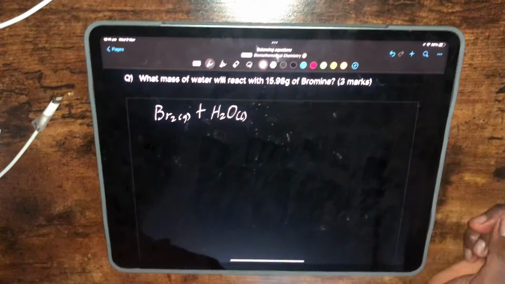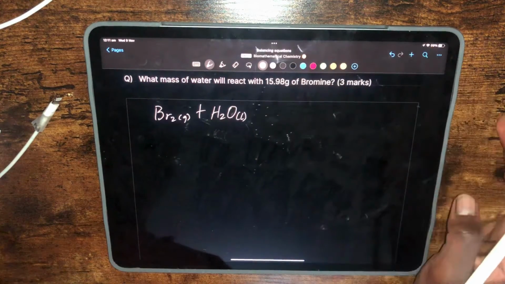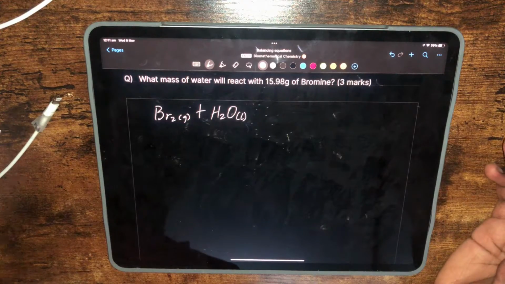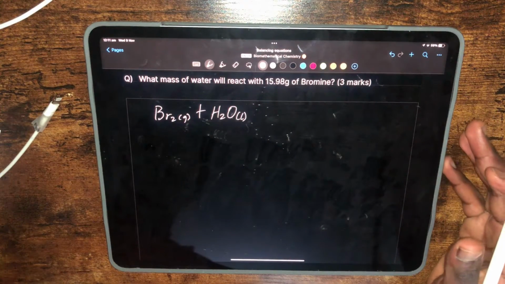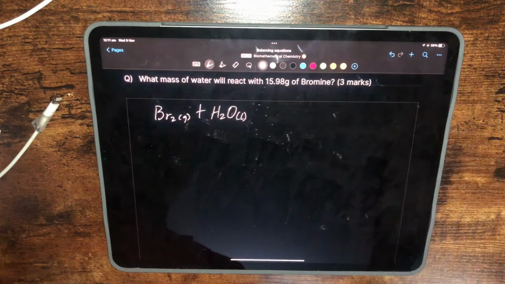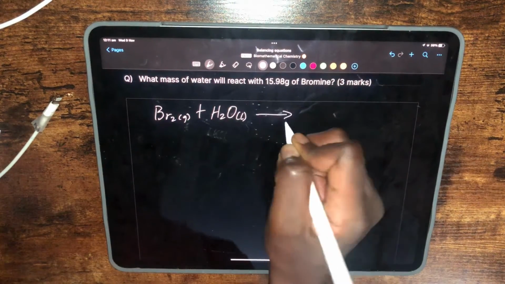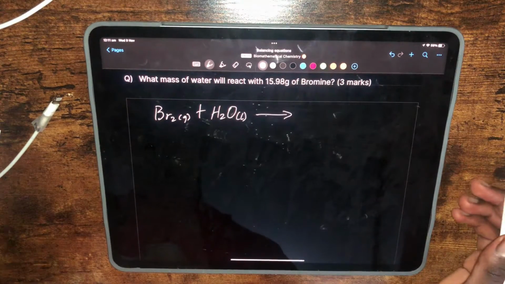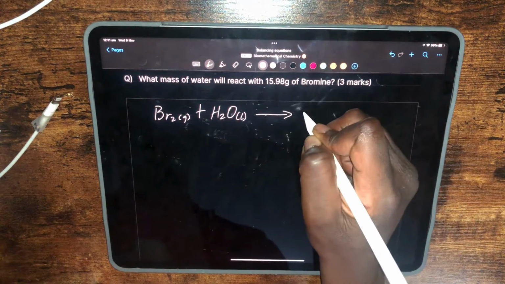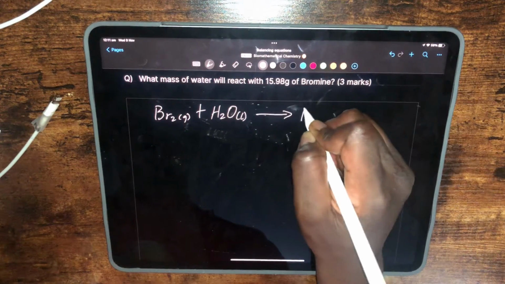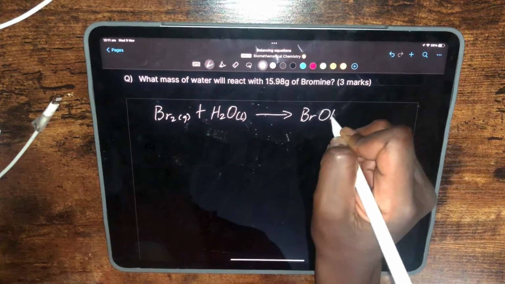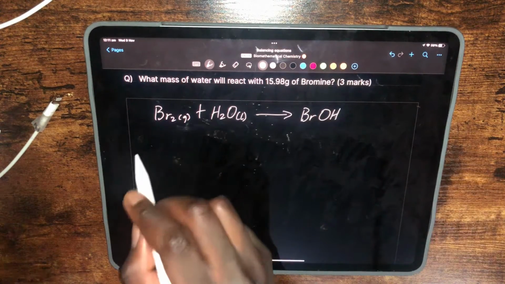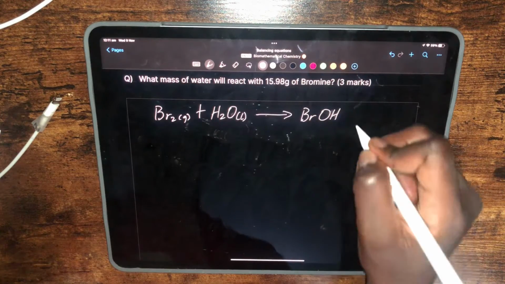This is actually a disproportionation reaction. It happens with halogens, sorry, not ions. When halogens react with water, they go through something called a disproportionation reaction. I don't think you need to know it just yet, but you need to know it in your exam. What a disproportionation reaction is, is when your reactant is both oxidized and reduced at the same time.